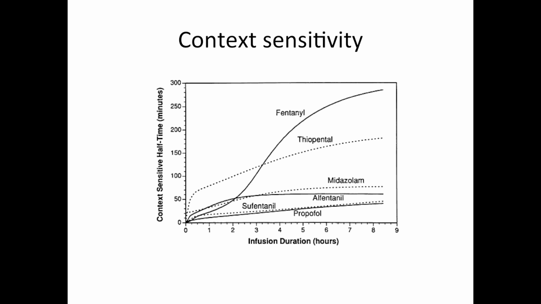And so we consider this graph, which shows the context-sensitive half-times for various drugs after infusion durations shown along the x-axis, up to 9 hours. If we consider fentanyl, we can see that the half-time after a short duration of infusion is quite short, of the order of 5 to 30 minutes, corresponding to a process primarily driven by distribution. However, after a much longer infusion, the half-time increases dramatically, as the peripheral compartments have now become filled with drug, and the drug concentration fall is now driven primarily by elimination, a much slower process.